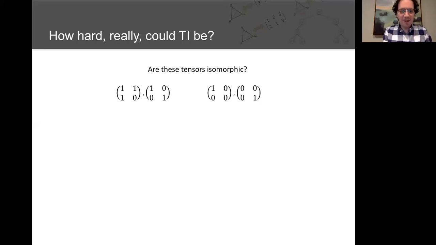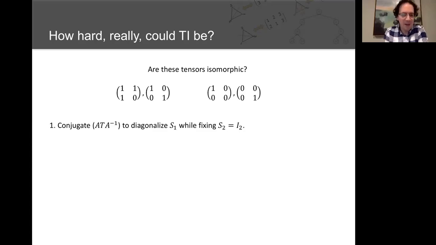But let me just walk you through it to give you a little bit more of a feel for this problem. So they are isomorphic, it turns out. And let me show you how. So that means I'm going to take these two slices, S1 and S2, and I'm going to left and right multiply and take linear combinations of them to transform them into these slices. So the first thing I'm going to do is diagonalize this matrix by left and right multiplying, not by an A and a B, but in this case by a particular A and its inverse.